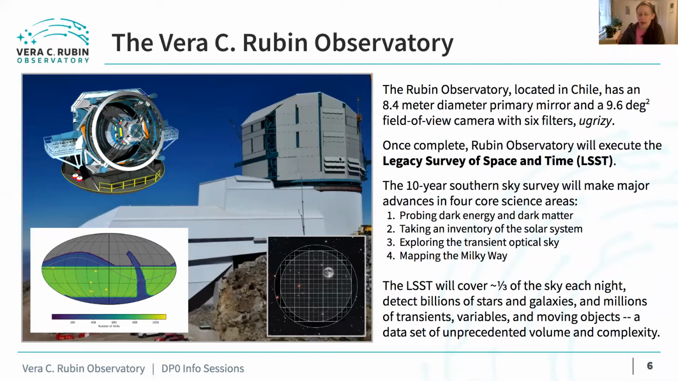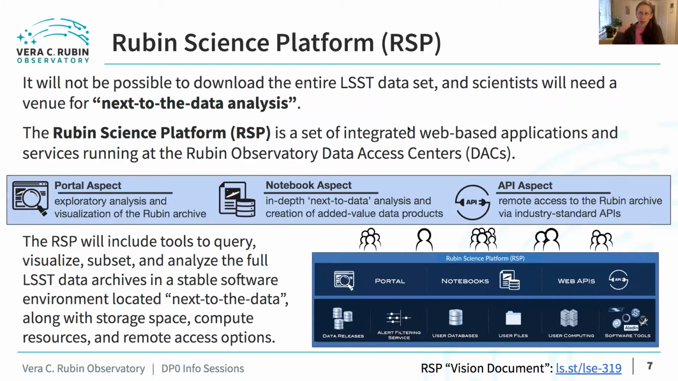So altogether, the LSST will cover a third of the visible sky each night, and detect billions of stars and galaxies and millions of transients, variables, and moving objects. So altogether, the LSST will build a data set of unprecedented volume and complexity, something so large that it will not be possible for you to download the entire LSST data set to your local computer. And all scientists will need a venue for next to the data analysis. And that venue is the Rubin Science Platform, or the RSP. That's a set of integrated web-based applications and services that are running at the Rubin Observatory Data Access Center.